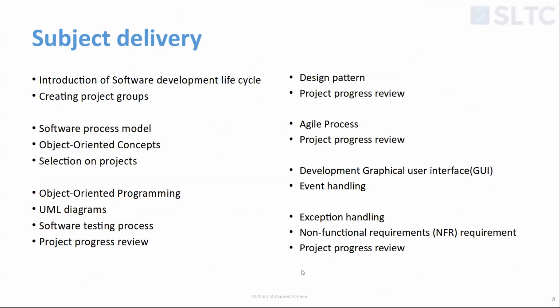This is again broken down into a delivery mechanism, something like this. It's a very high-level delivery mechanism. We first try to understand the development life cycle. Maybe next week we will do project groups, and then we look at the process model, object concepts, UML diagrams. We also look at the testing process, design patterns, and also the agile process that we can use to build complex applications in a very predictable way.